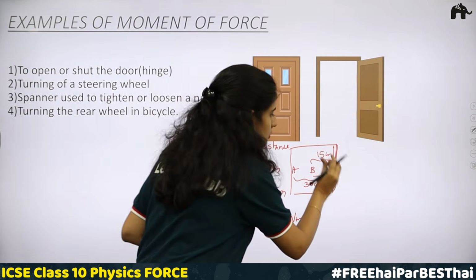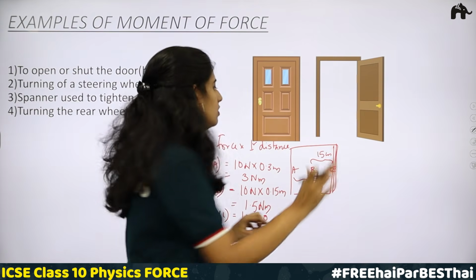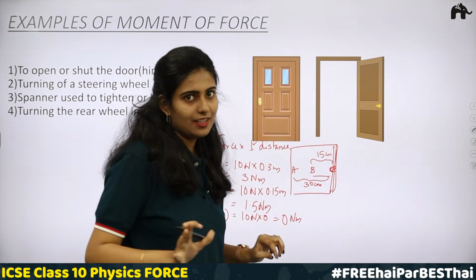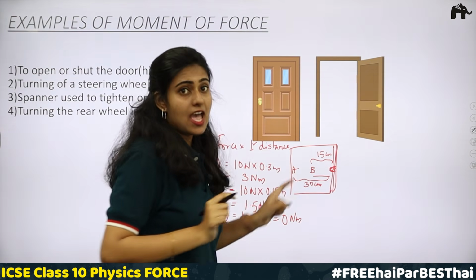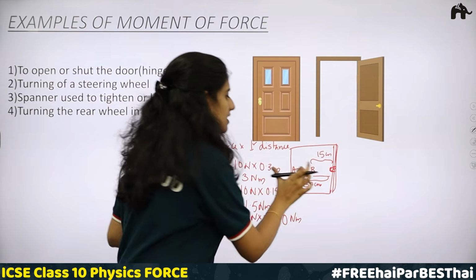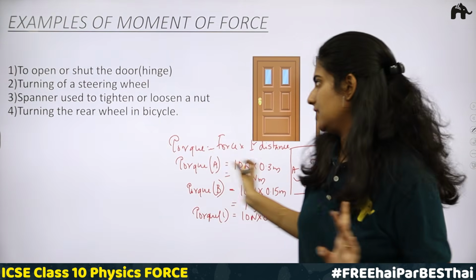So by applying a force on the hinge, you cannot open the door. Clear? Okay, to open the door, force should be applied at the handle because the handle is at maximum distance. So this is your first example.